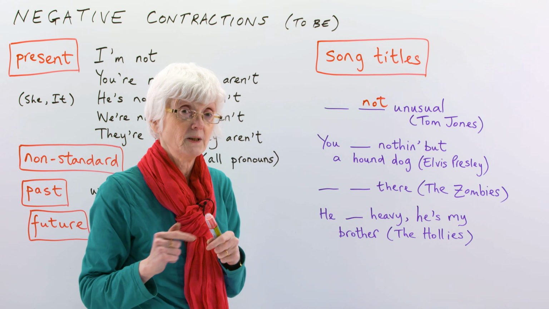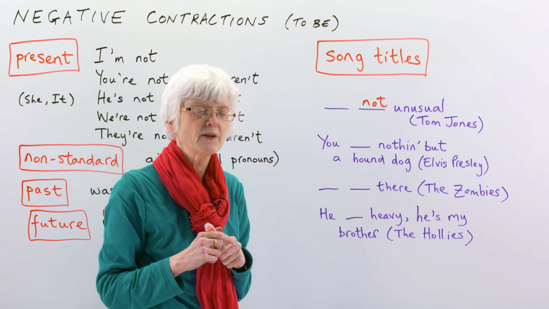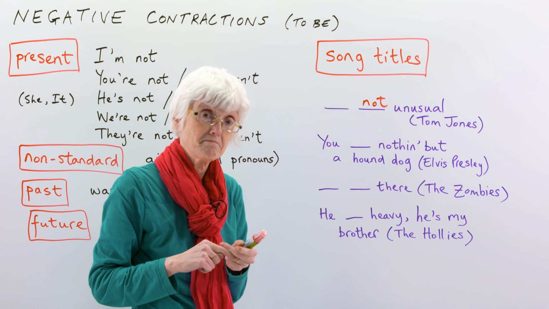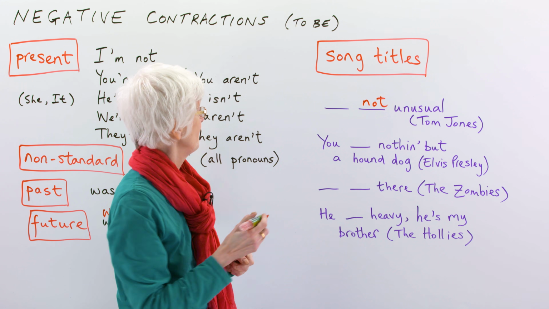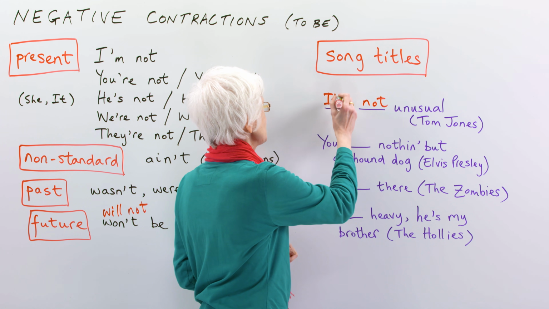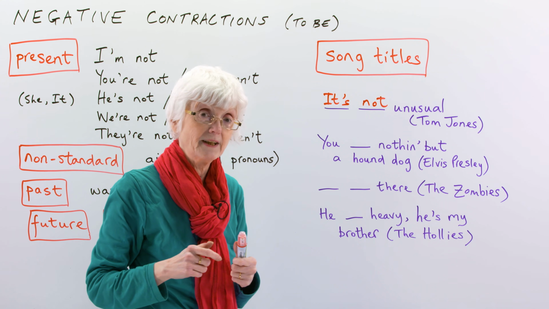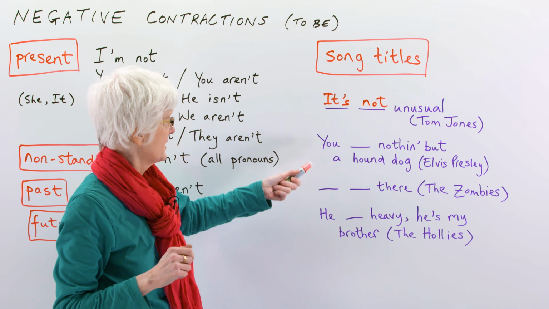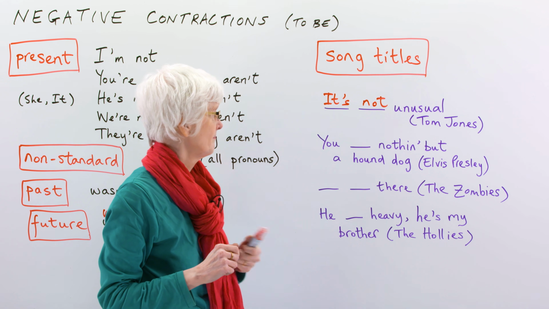Not unusual. So I'll give you a clue. It's the third person singular, he, she, or it. So which do you think it might be? Okay, so it's not unusual is the song title. Okay. Next one. You, nothing but a hound dog.